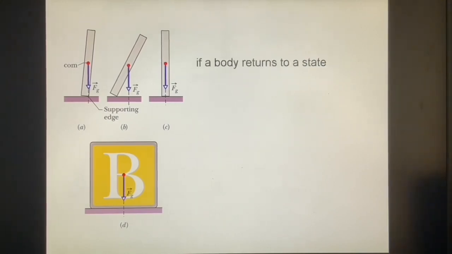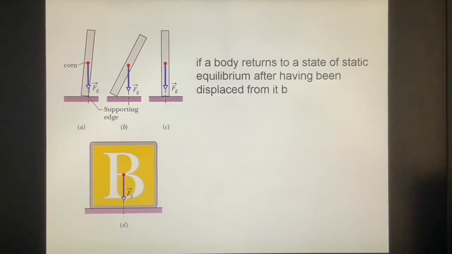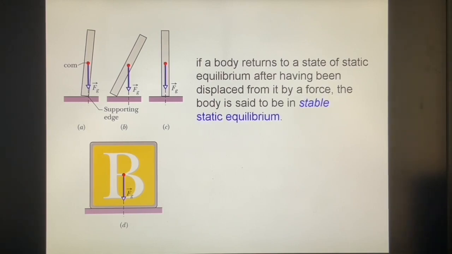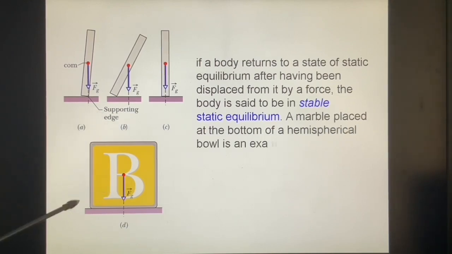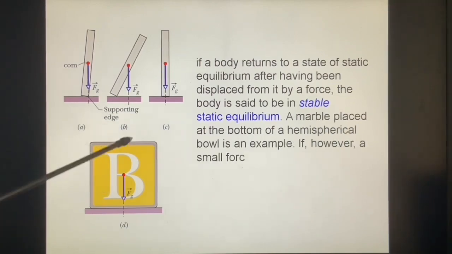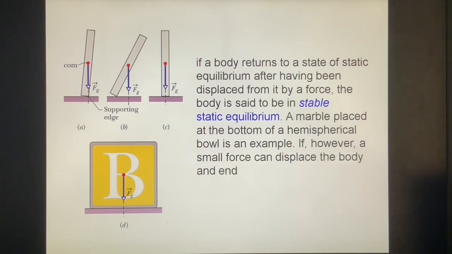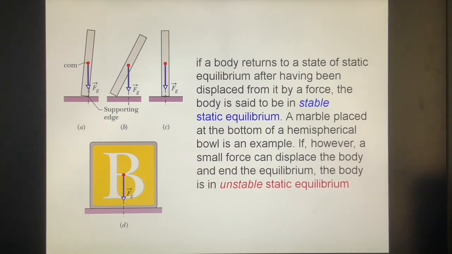If a body returns to a state of static equilibrium after having been displaced from it by a force, the body is said to be in stable static equilibrium. Like this one. You move it a little bit, it will come back. A marble placed at the bottom of a hemispherical bowl is an example. If, however, a small force can displace the body and end equilibrium, the body is in unstable static equilibrium, like this one. You move it more, it will fall down.